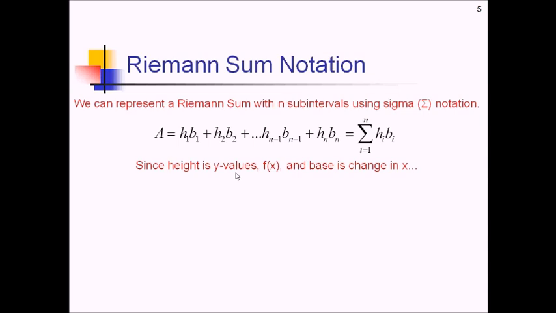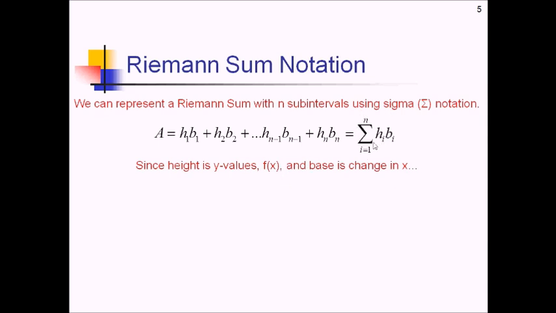So the height of all of these is actually the y values of your function f of x. So instead of writing h sub i, we can write f of x sub i. That gives us a specific function to plug the x values into. The base of all these rectangles is just going to be the change in your x values for this function.